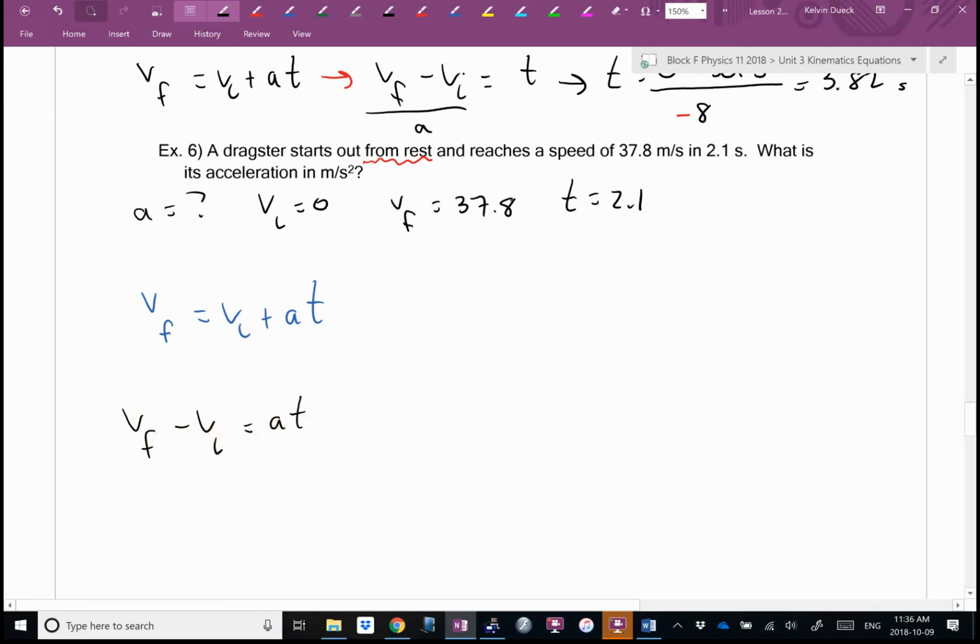How would I get the A by itself? What's the T doing to the A? Adding, subtracting, multiplying, or dividing? It's multiplying. So I will divide it over. Yeah, I figured that's what you were getting at. So are you saying like that? Here's my equation.